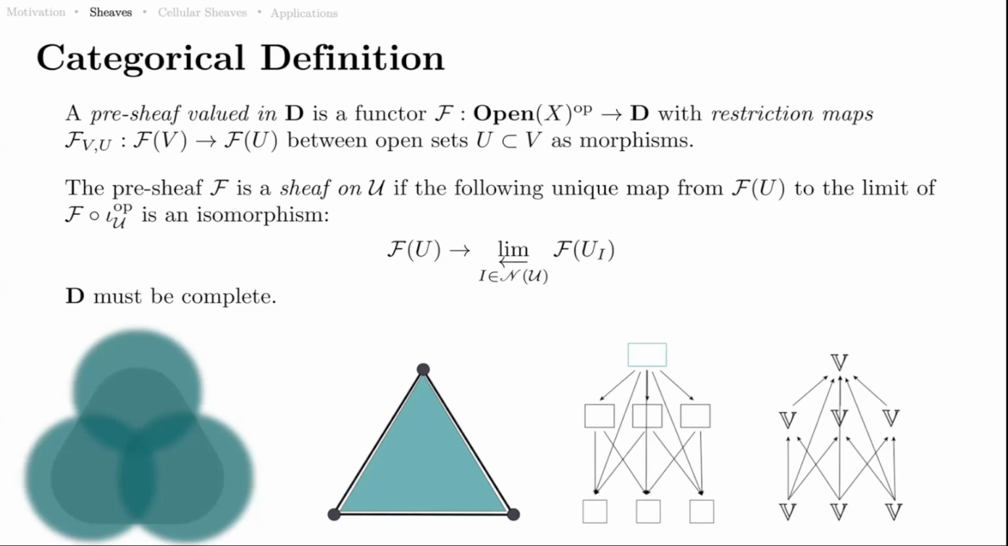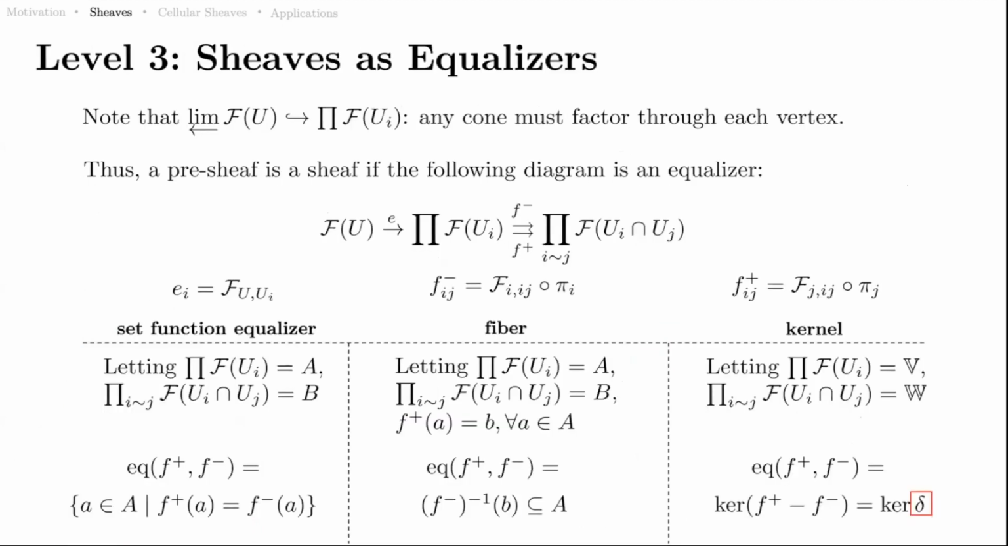But for my use cases, I would like a bit more of a specific definition, which would give an indication as to how one might actually get a handle on computing this object. So this limit has to, in some sense, sit inside the product of the vertices of this nerve. So we can equivalently define a sheaf as the equalizer of this diagram here.